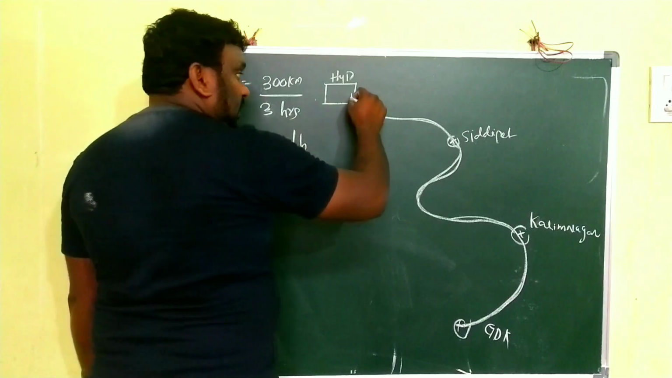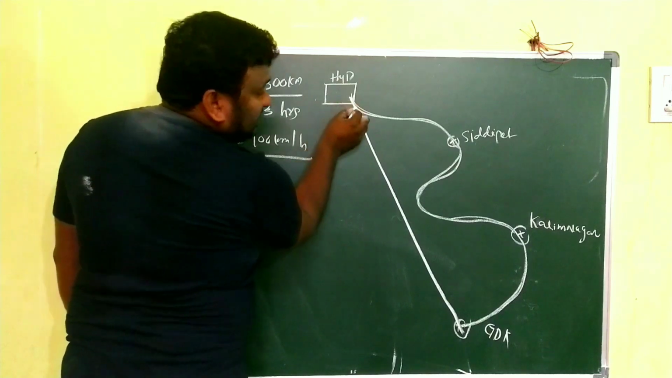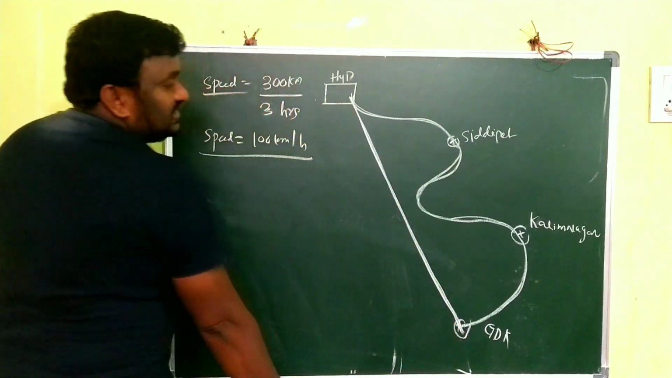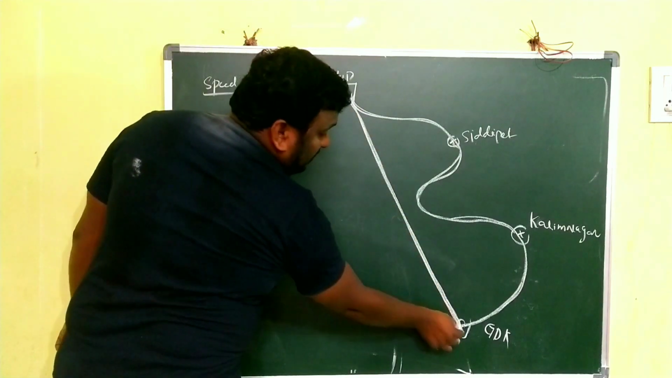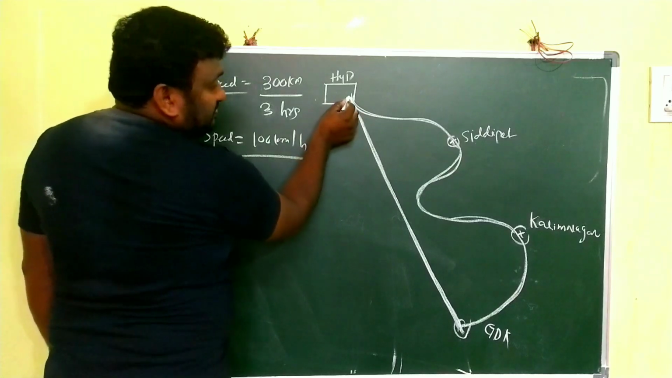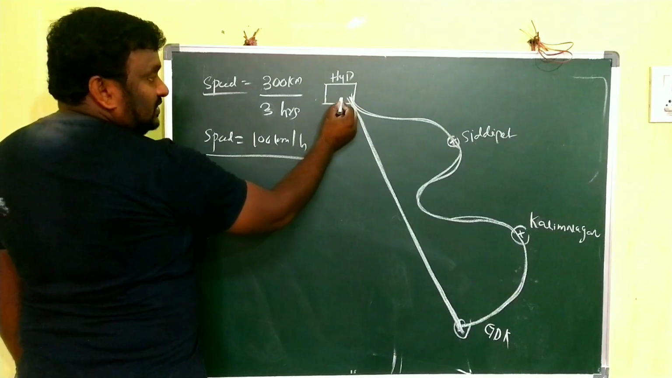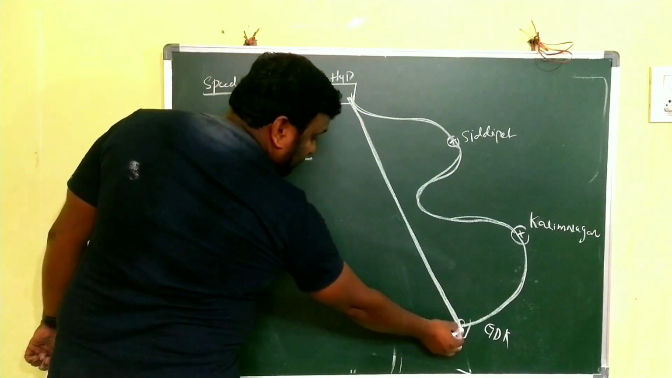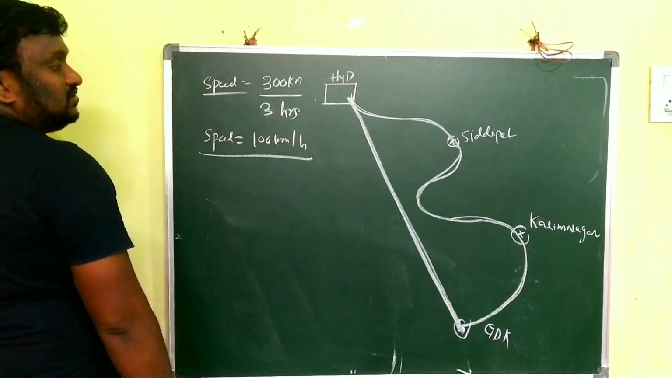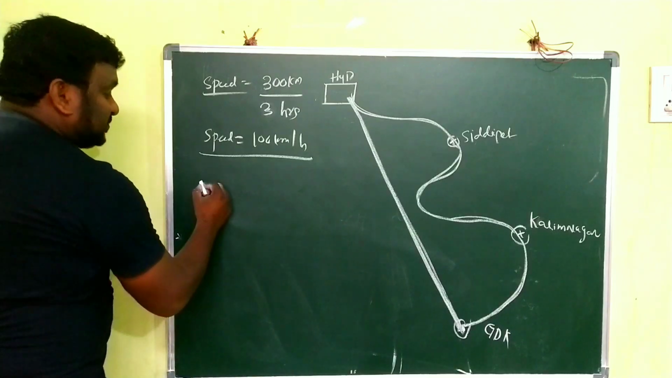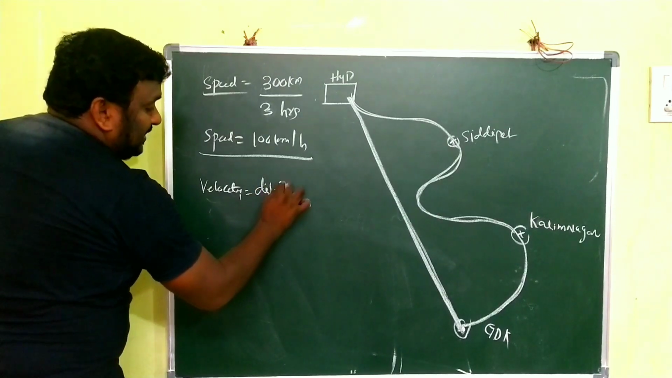And now children, if you join these two, now it is the displacement. What is that? Displacement. Now the displacement covered is what here? This is the starting point, and this is the final point. A straight line joining these two is what we call displacement. That's why here velocity is equal to displacement by time.